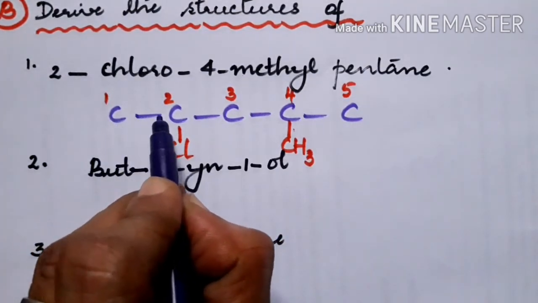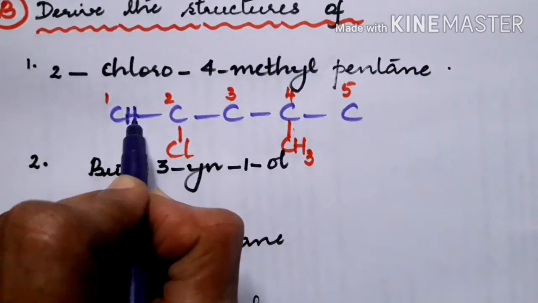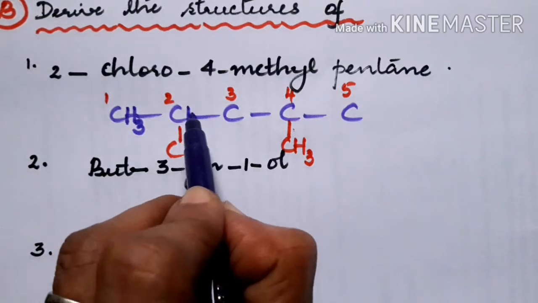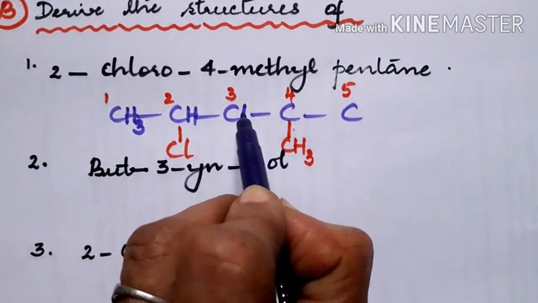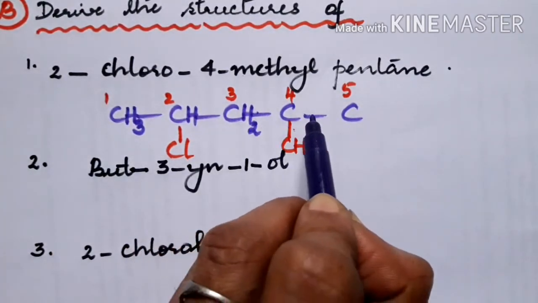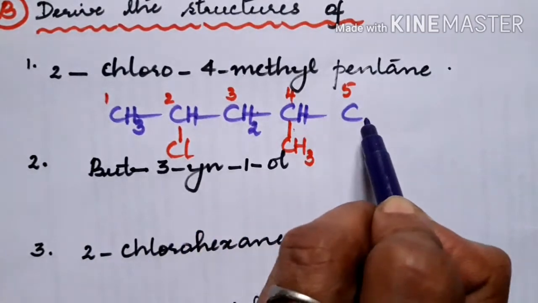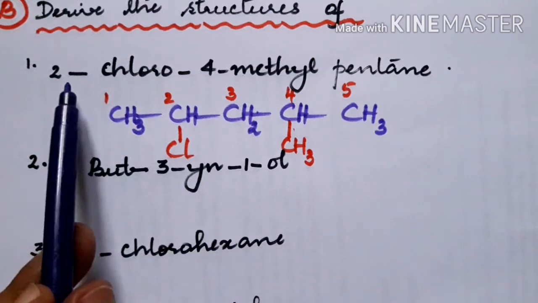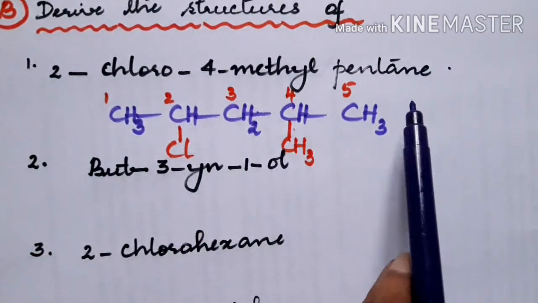So we have one bond here. The rest will be 3 hydrogens. 1, 2, 3. So 1 hydrogen. 1, 2. So 2 hydrogens. 1, 2, 3. 1 hydrogen. Last one has 3 hydrogens. So this is the compound 2-chloro-4-methylpentane.